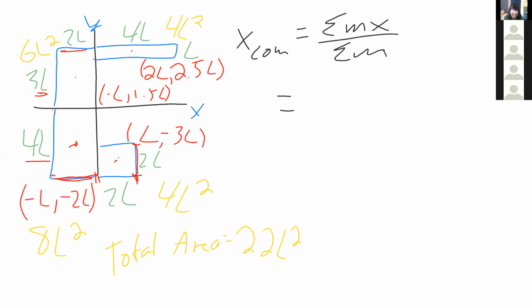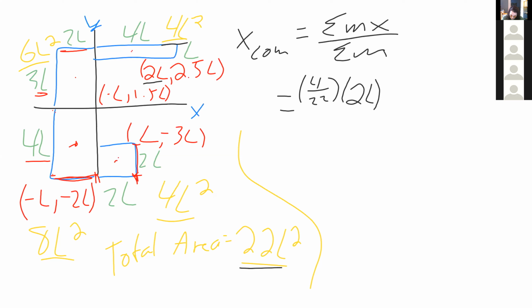Okay, and so now what we can do is relate these areas to the total area, and we'll just create a ratio which will represent the mass since the mass is evenly distributed. All right, so now I can go through and do the mass times the x position for each one of these plates, starting with the upper right. The x coordinate for the upper right plate is 2L, and the mass will be 4L squared divided by 22L squared. So 4 on 22 times the x coordinate, which is 2L.